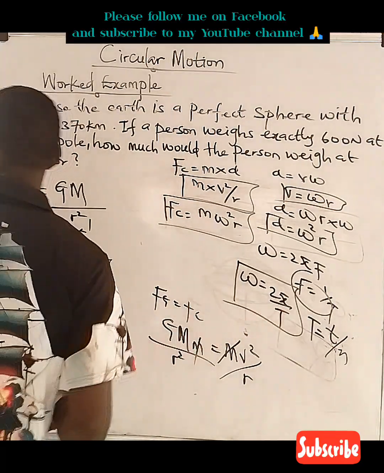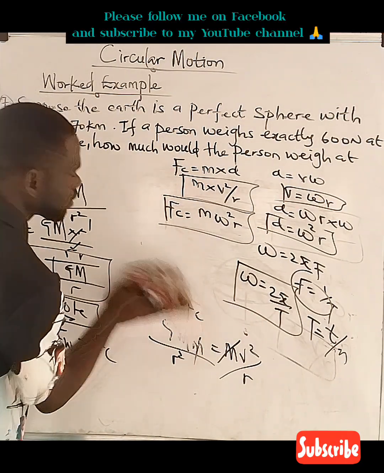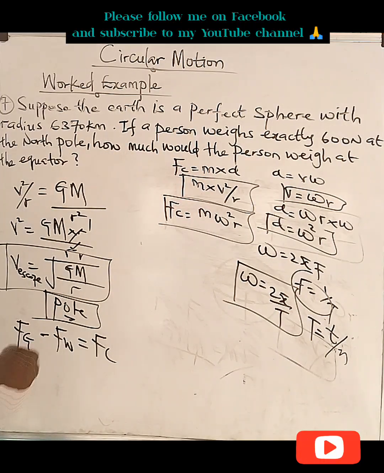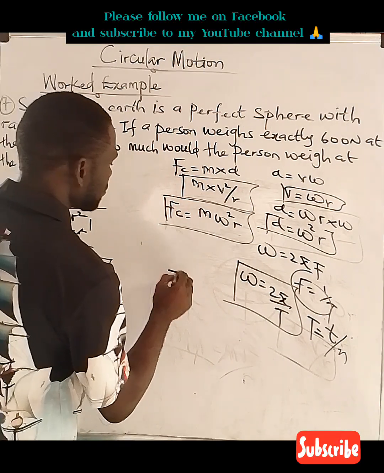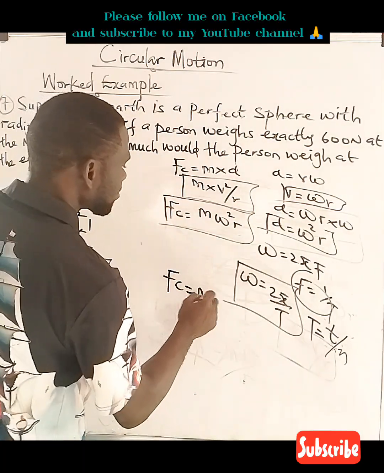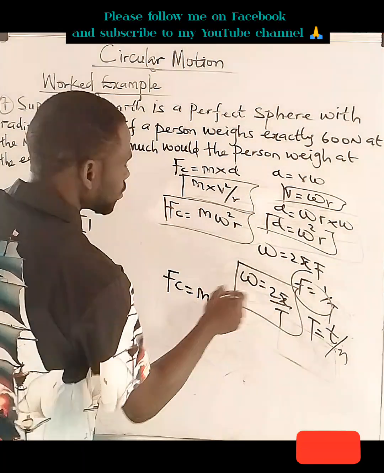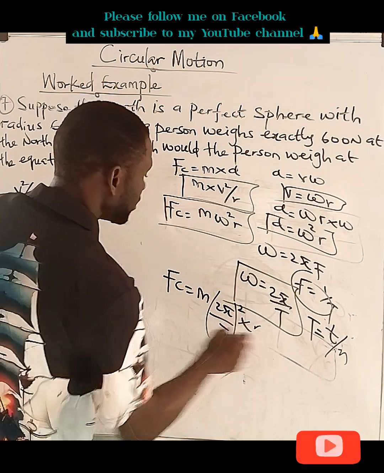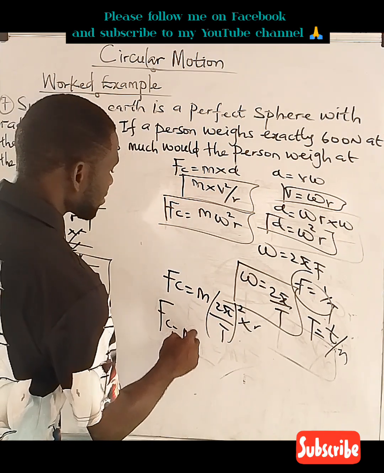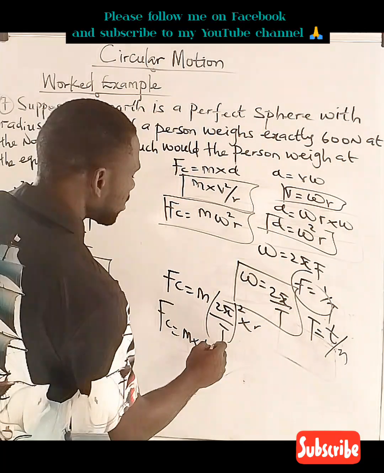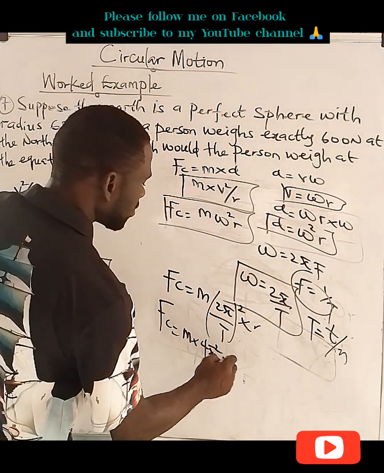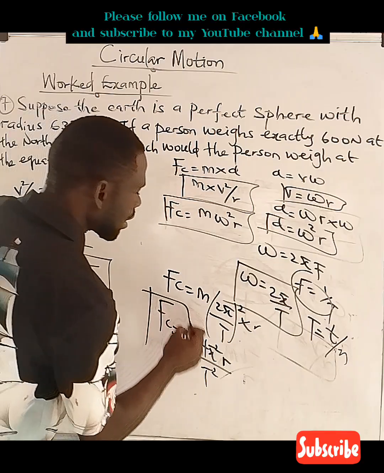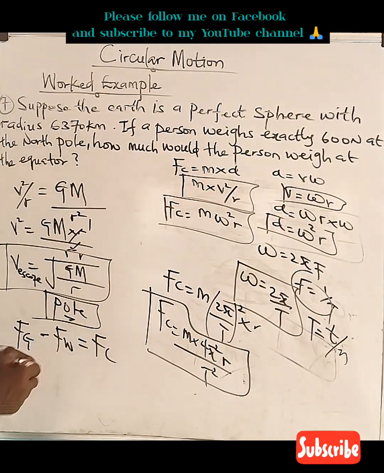We're going to be looking at that later. So let's quickly complete the derivation of these formulas. What we have right here is simply this: the centripetal force could also be the mass times 2 pi over period, raised to power 2, times radius. So we have centripetal force equals mass times 4 pi squared r over the square of the period also. This is another major formula for the centripetal force.